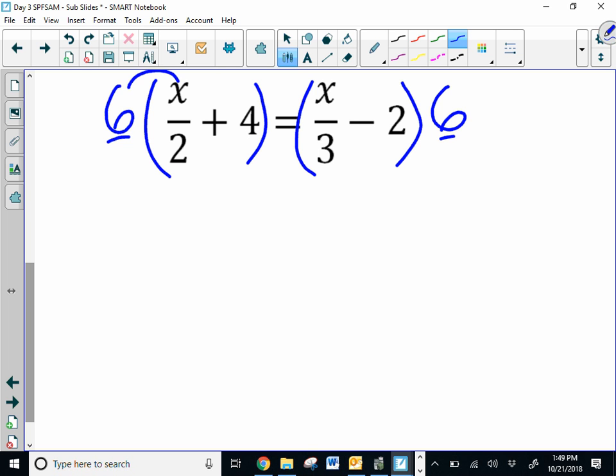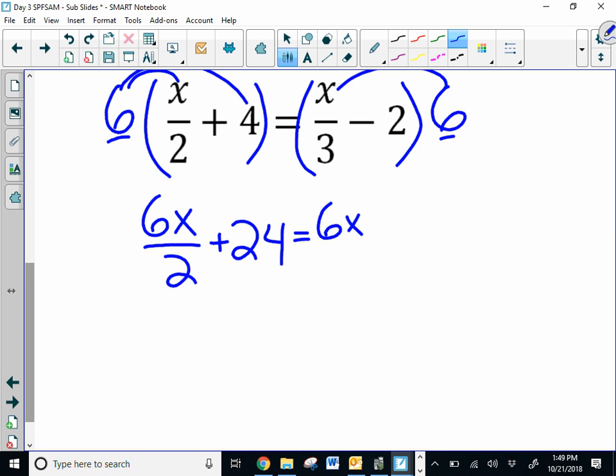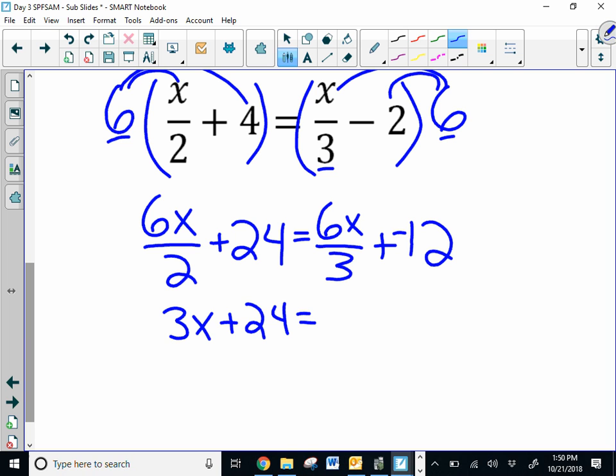So if we do that again, we have 6 times x, that gives us 6x over 2, plus 6 times 4, 24, equals 6 times x, that's going to be 6x over 3, minus 6 times 2, 12. And you can do plus negative there, which means the same thing. Then we're going to simplify. 6 over 2 is going to become 3x plus 24 equals 6 over 3, which becomes 2x plus negative 12.